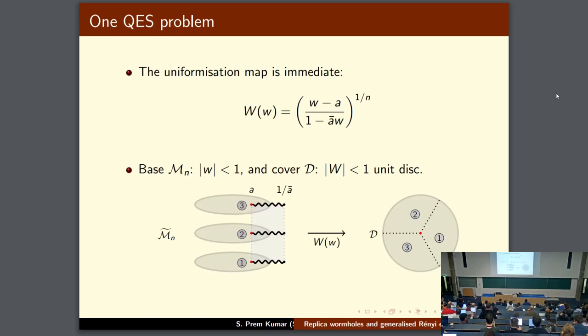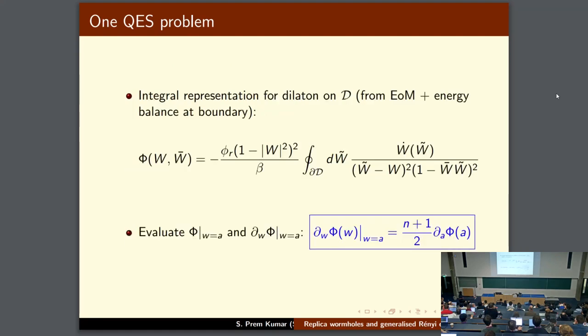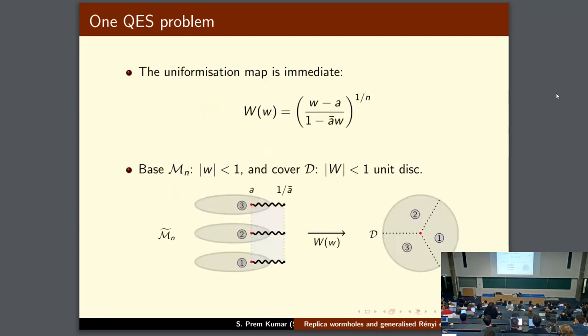The one quantum extremal surface problem is actually quite trivial, but it's quite instructive and interesting. So in the one quantum extremal surface problem, there's just one branch point here, and we all know how to take the n-fold covering of the disk to the unit disk. It's through this map. And the dilaton, it turns out, has a very nice looking integral representation on the unit disk.